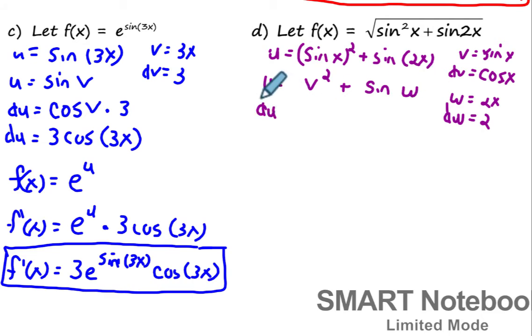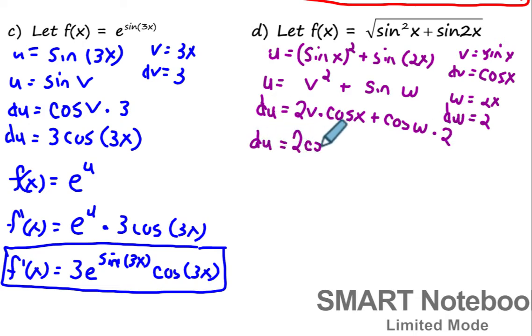And I'll rewrite u as v squared plus sine of w. So the derivative of that is 2v times cosine of x plus cosine of w times 2. So the derivative of u is 2 cosine of x times sine of x plus 2 cosine of 2x.